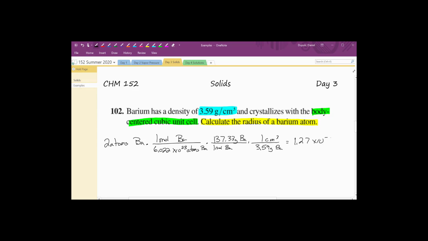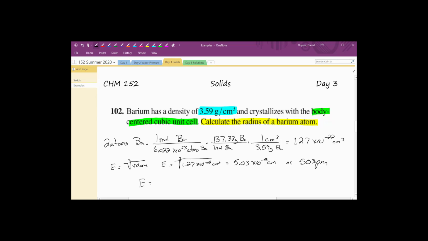1.27 times 10 to the negative 22 centimeters cubed. The edge is the cube root of the volume. 1.27 times 10 to the negative 22. So I get 5.03 times 10 to the negative 8 centimeters, or 503 picometers.